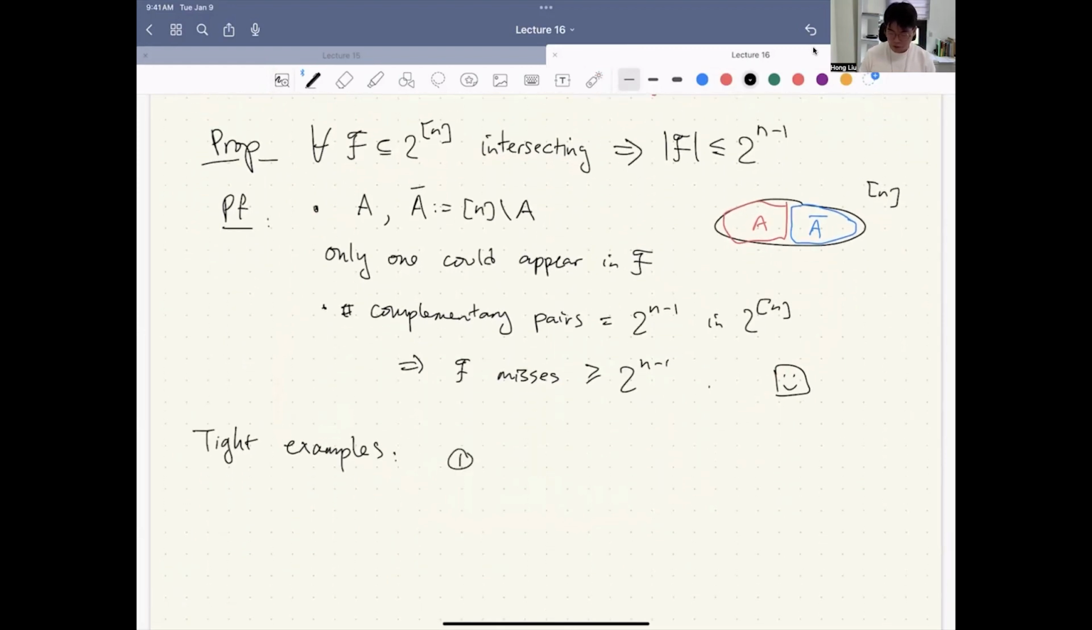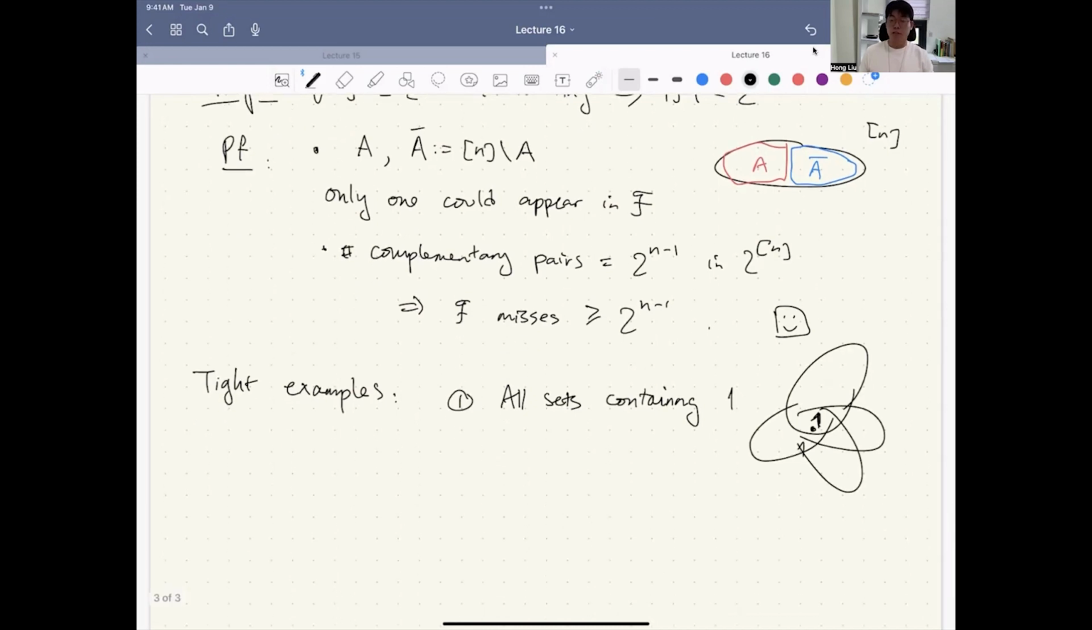The first example is you just consider all the sets containing 1. Looks like this. This is 1. You have all those containing 1. How many such sets containing 1? Well, 1 is fixed. For all the remaining n-1 elements, you can either choose it or not choose it. 2 choices. So I have 2 to the n-1 choices.